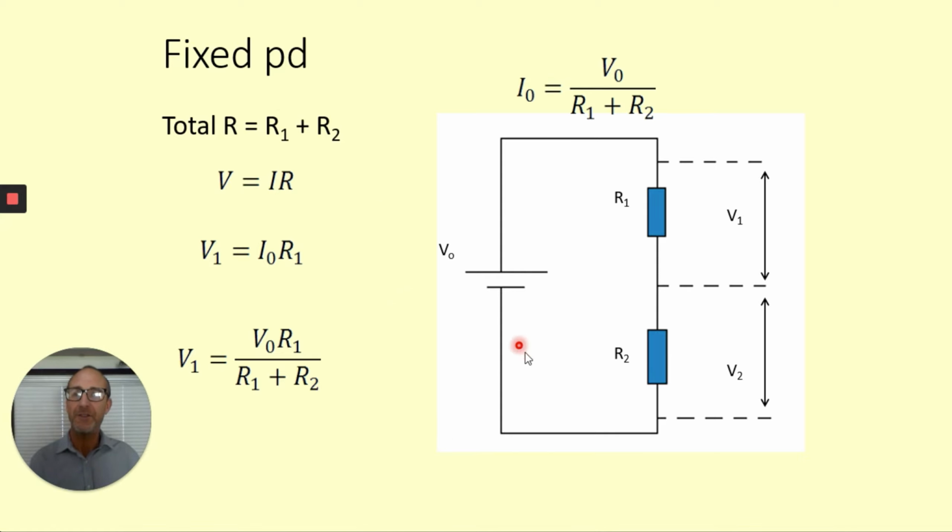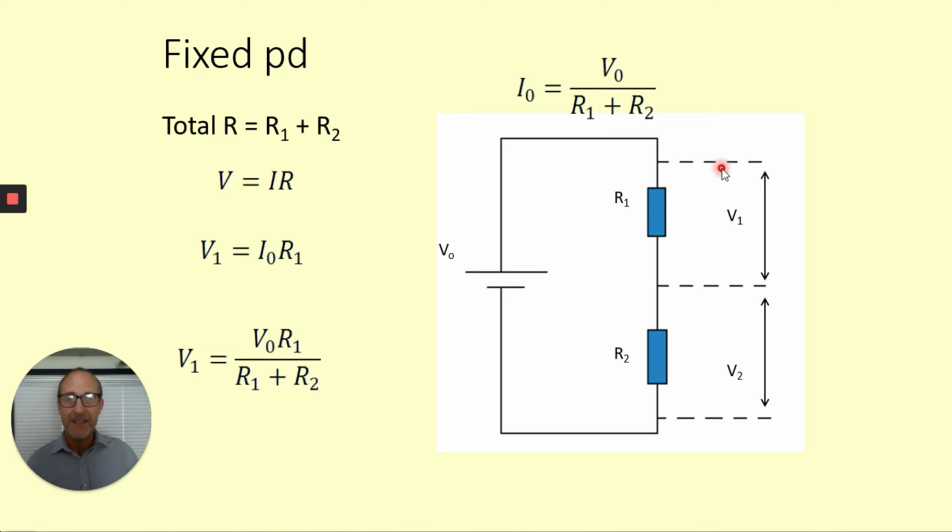Now, for a fixed potential difference then, if we look here, the current through this circuit, IO, so that's the total current going through the circuit, is the source potential difference, in this case VO, divided by the total resistance, which is R1 plus R2. So V1, consequently then, would be the total current going through the circuit times R1, okay? So then if we consider replacing IO here with this VO over R1 plus R2, that gives us this, VO times R1 divided by R1 plus R2.